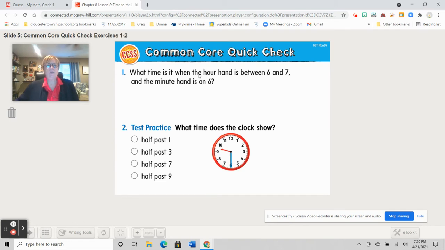What time is it when the hour hand is between 6 and 7 and the minute hand is on 6? What do you think? You might want to use your clock. What time is it when the hour hand is between 6 and 7 and the minute hand is on 6? Pause and write your answer. Okay, and number 2, what time does the clock show?